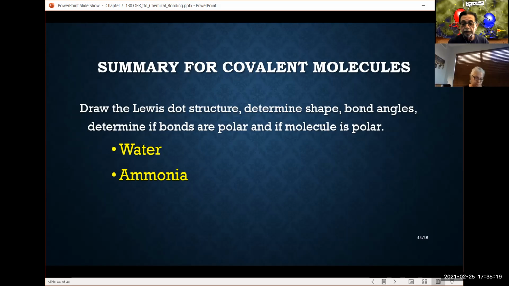To try this out on water, H2O, and ammonia, NH3, try it out for yourself. Draw the Lewis dot structure, determine the shape, check out its bond angle, determine if the bonds are polar, and then determine if the overall molecule is polar or nonpolar. Okay, try that and see what you come up with. If you have a challenge with that, then we can talk about it on Tuesday. All right.